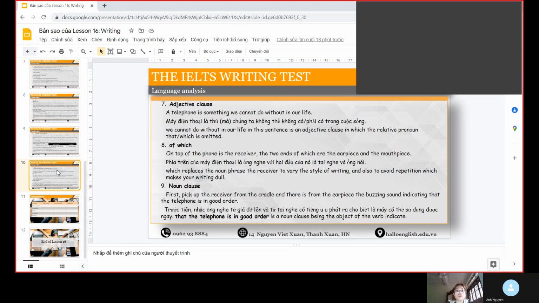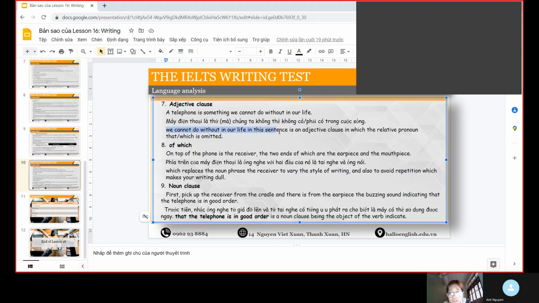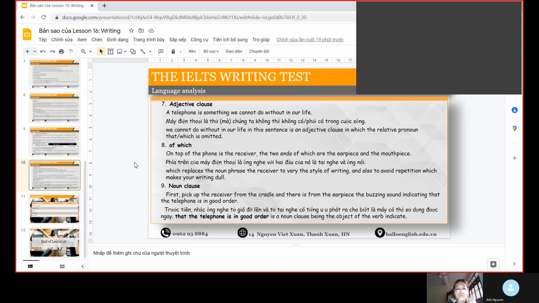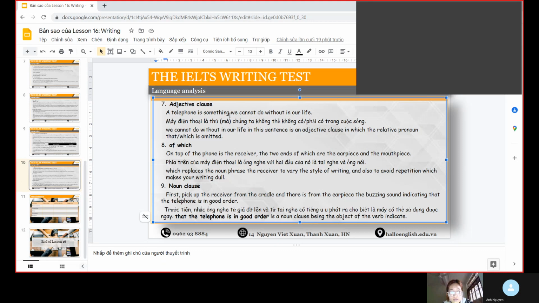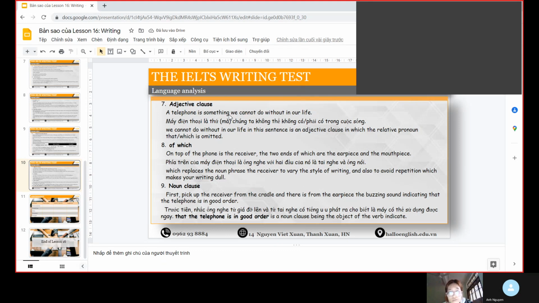Next, we will focus on the adjective clause. For example, "A telephone is something we can do without in our life." "We can do without in our life" in this sentence is an adjective clause in which the relative pronoun "that" or "which" is omitted. In the full version, we would say "a telephone is something that we can do without in our life," but we can delete this word, since without the word "that" or "which," there is no problem with the grammar of this sentence.